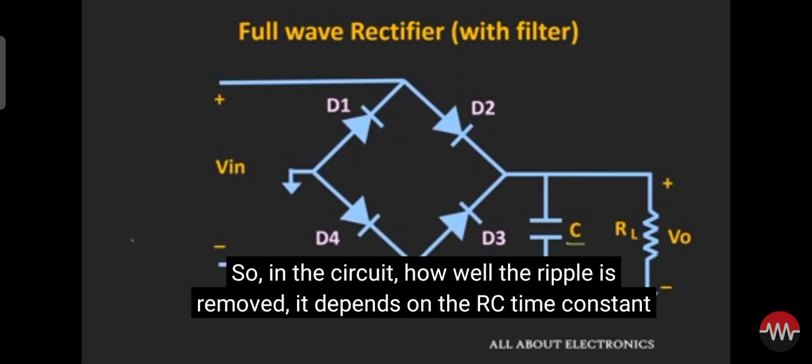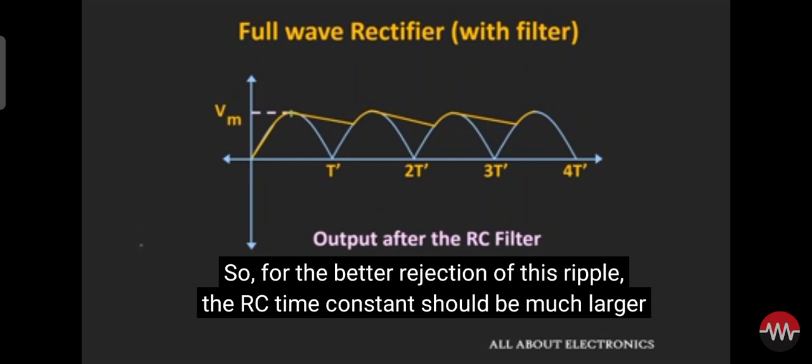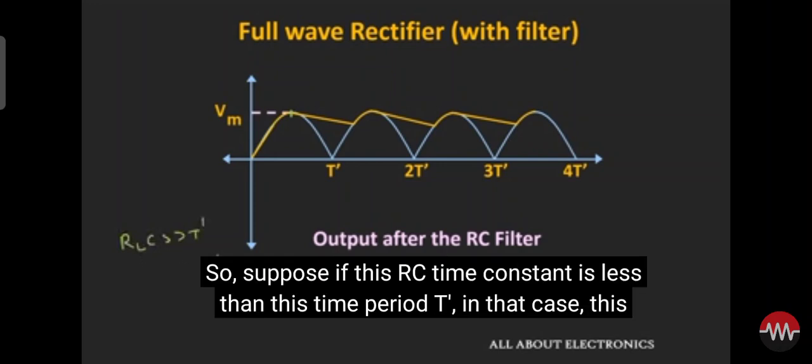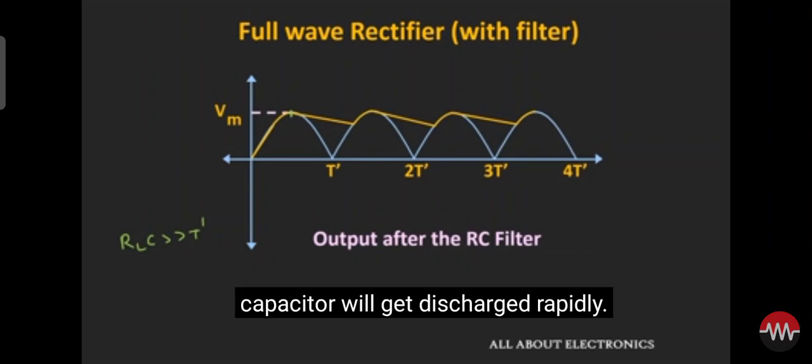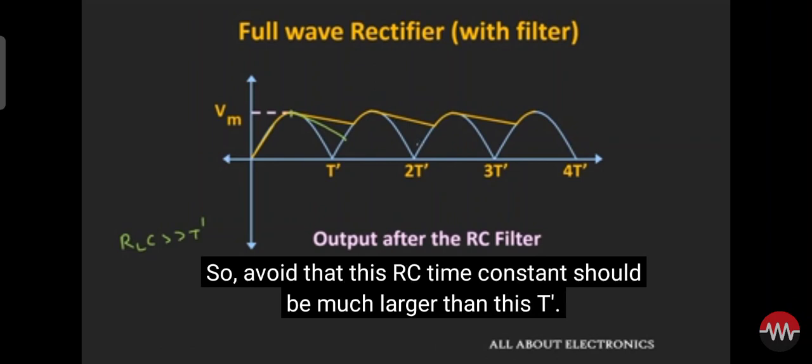In this circuit, how well the ripple is removed depends on the RC time constant of this filter. For better rejection of this ripple, the RC time constant should be much larger than this time period. Suppose this RC time constant is less than this time period T dash. In that case, this capacitor will get discharged rapidly, and due to that we will get more ripple in the output waveform. To avoid that, this RC time constant should be much larger than this T dash.